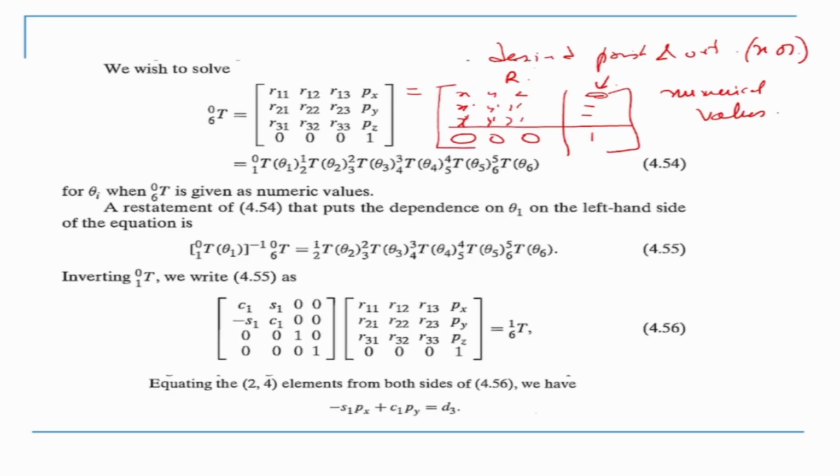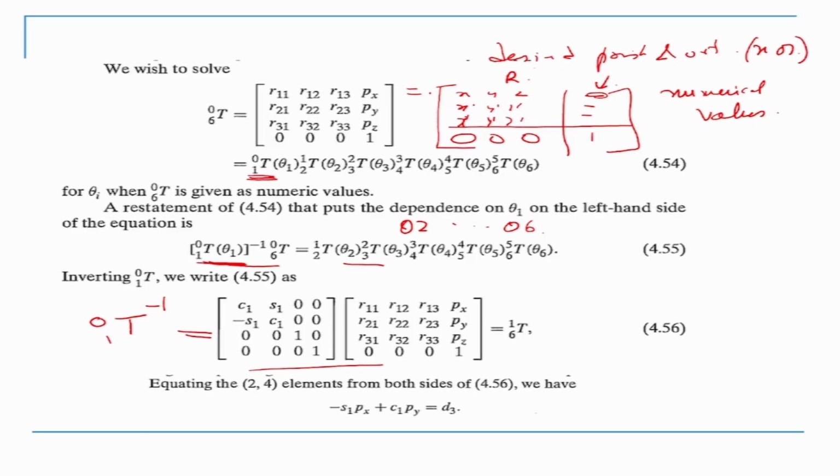So how do I remove theta 1 from here? I take theta 1 from here and I transfer it onto the other side. How do I do that? I take an inverse of this. So if I take the inverse of theta 1, it comes on the other side. And on the right hand side, you're left only with theta 2 to theta 6. So on the left hand side, what we get is this term. This part is the inverse of T0 to 1.